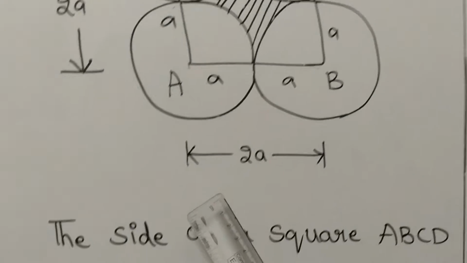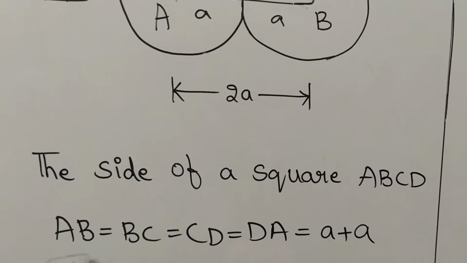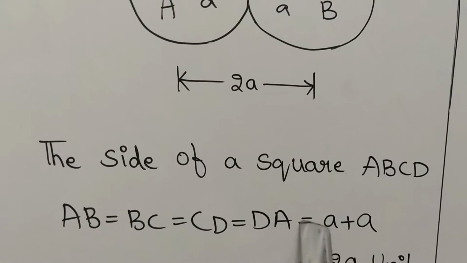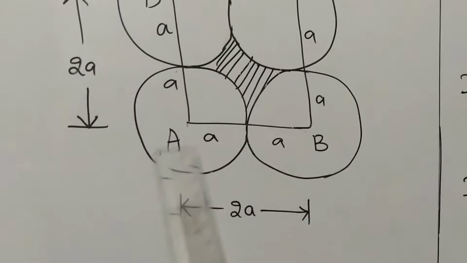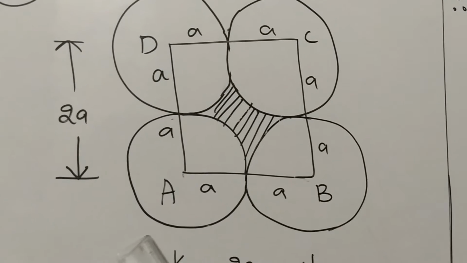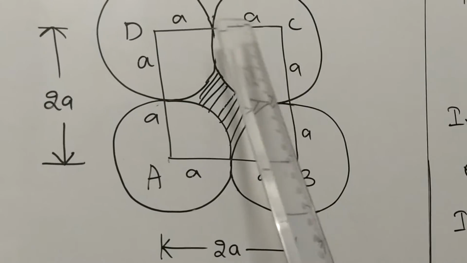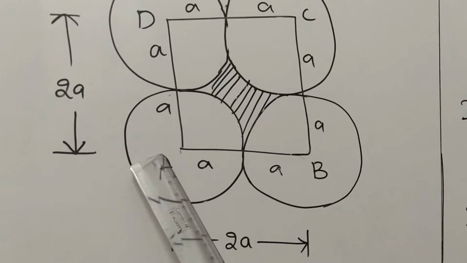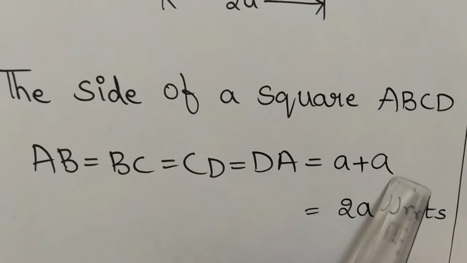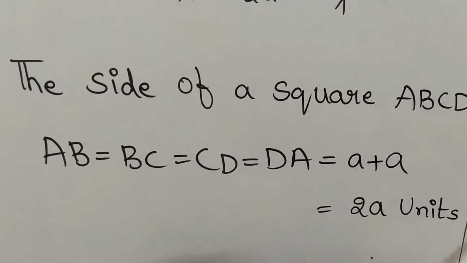Now first what I am writing in the solution: the side of square ABCD, AB equals BC equals CD equals DA equals a plus a. Nothing but here we have to find AB, BC, CD, DA, and those are the sum of these two a's. This is also a plus a, this is also a plus a, and this is also a plus a. Hence here I am writing all equal to a plus a, 2a units. Nothing but the side of the square is 2a units.